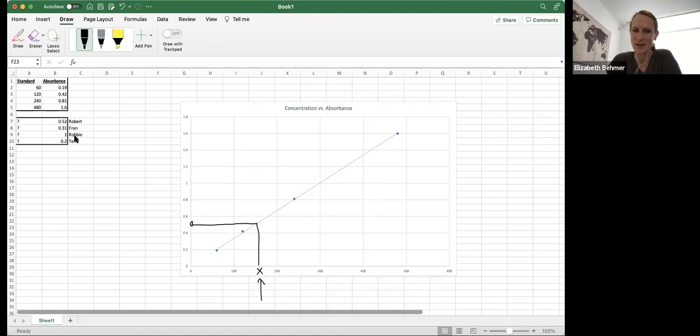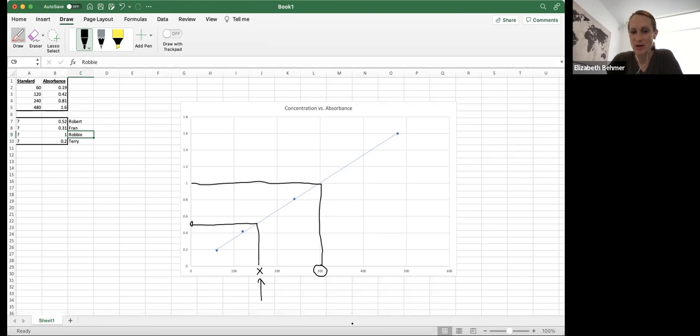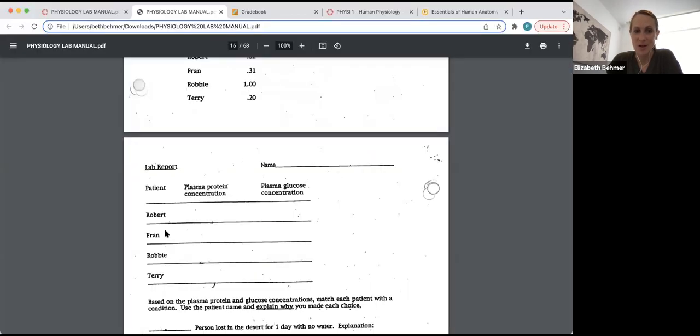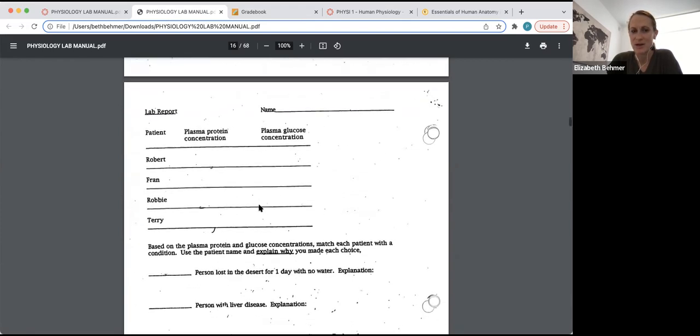Let's do Robbie's, for example. So we'll go down to Robbie. His absorbance level was at 1. So I'm going to draw in his absorbance level at 1, which is where his sample absorbed that much light. My horizontal line is a little shaky. Let's draw a horizontal line over to our graph and then down. So Robbie's glucose concentration is about 300, and that's way out of normal range. In your lab report for Robbie, you would write Robbie 300, and these are always in milligrams per deciliter.